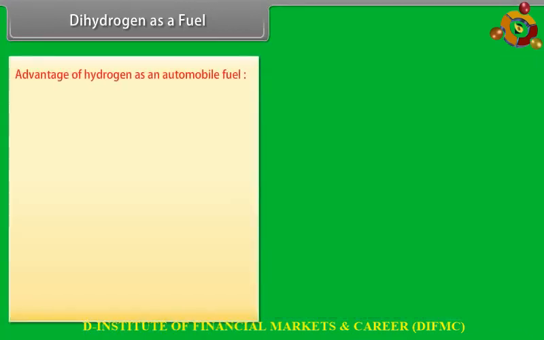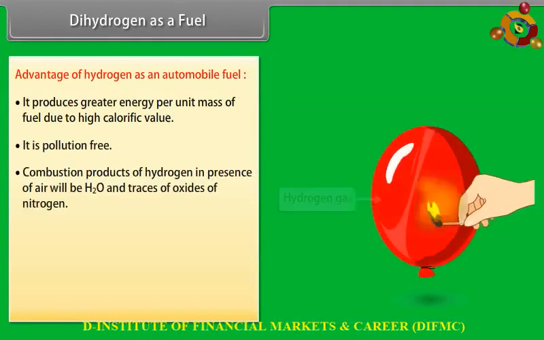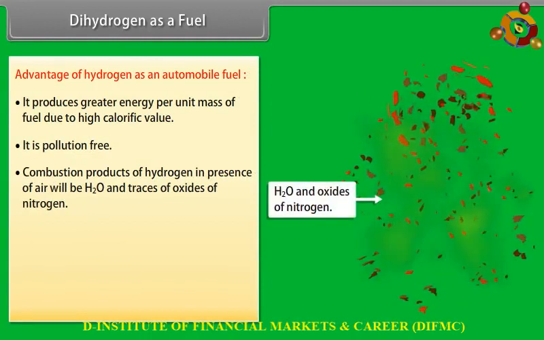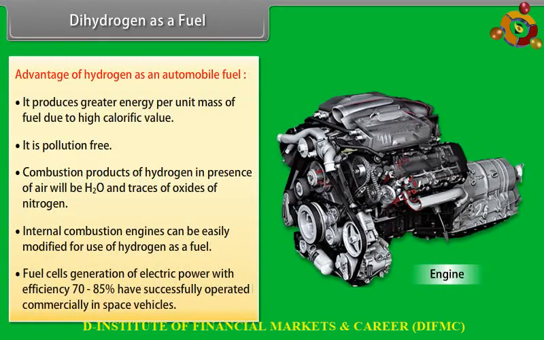Advantages of hydrogen as an automobile fuel. It produces greater energy per unit mass of fuel due to high calorific value. It is pollution-free. Combustion products of hydrogen in presence of air will be H2O and traces of oxides of nitrogen. Internal combustion engines can be easily modified for use of hydrogen as a fuel. Fuel cells generating electric power with efficiency of 70 to 85% have successfully operated commercially in space vehicles.